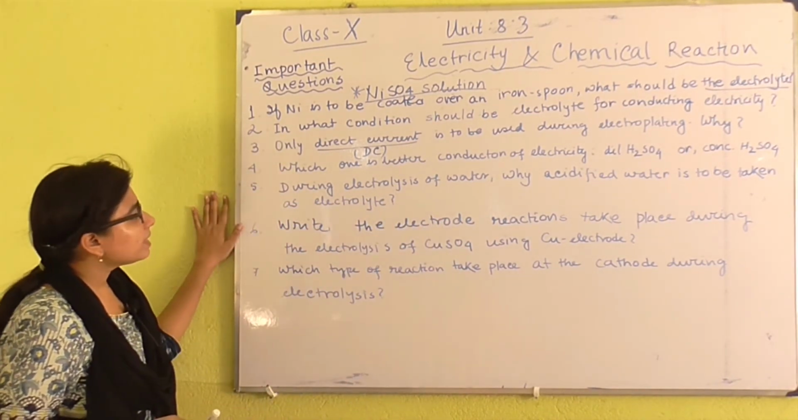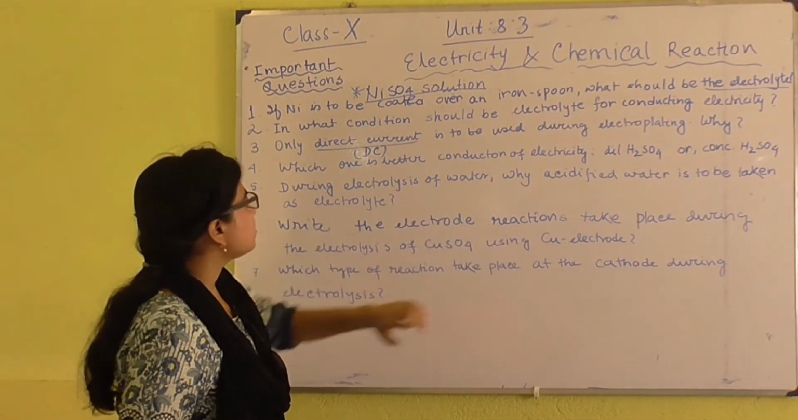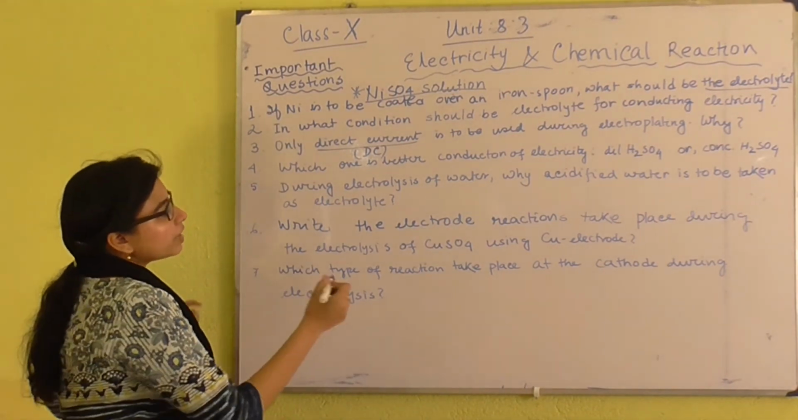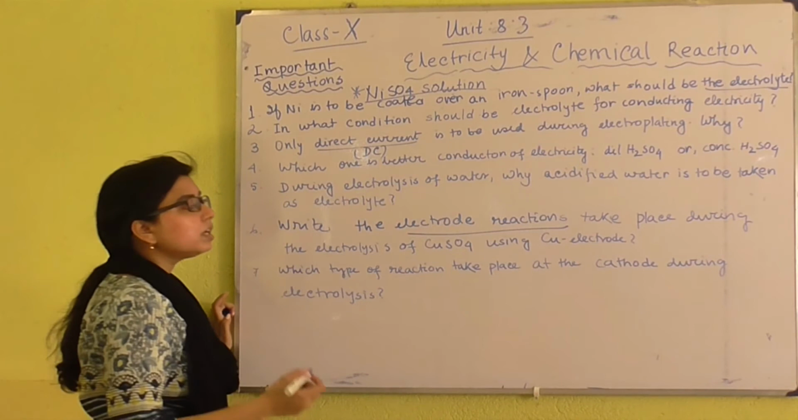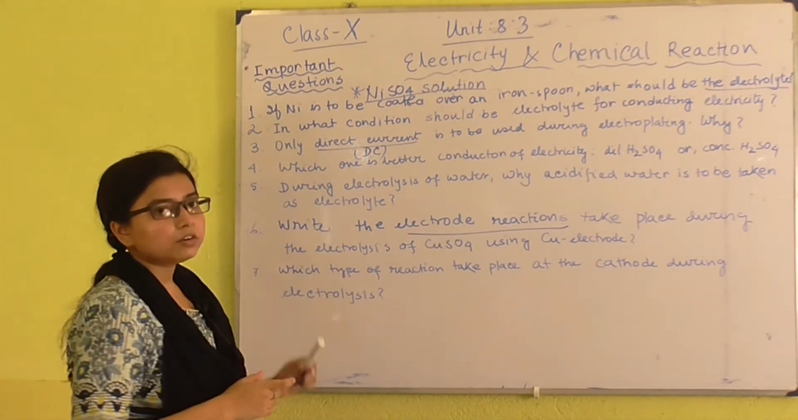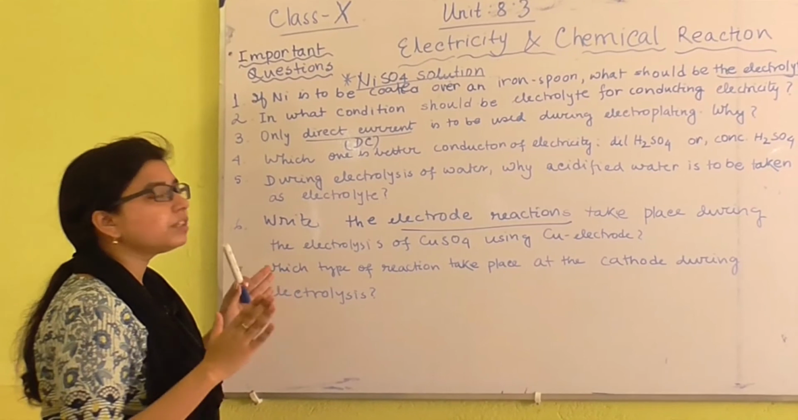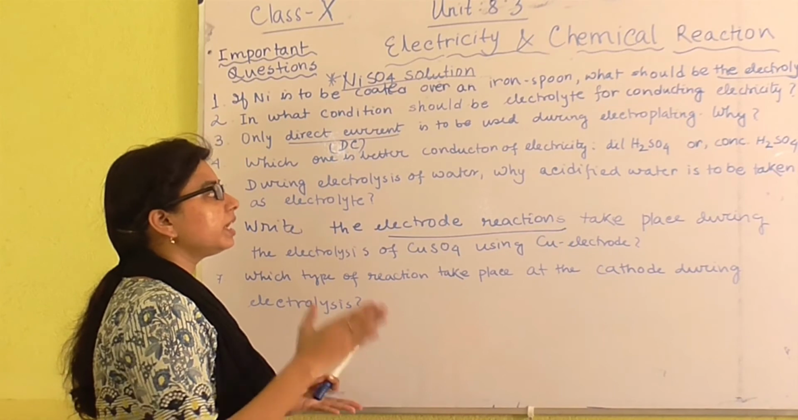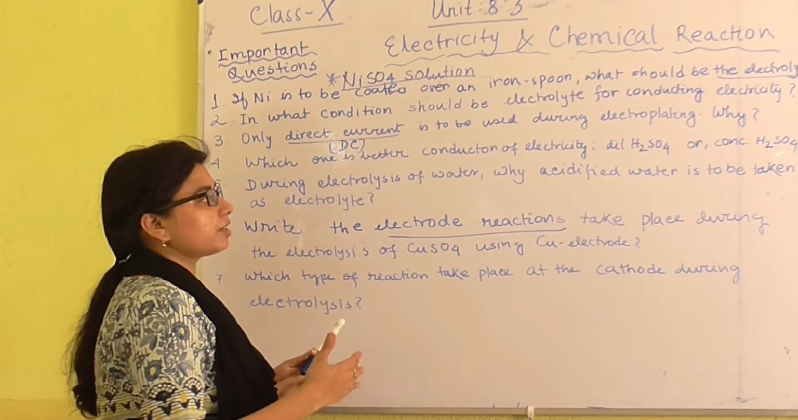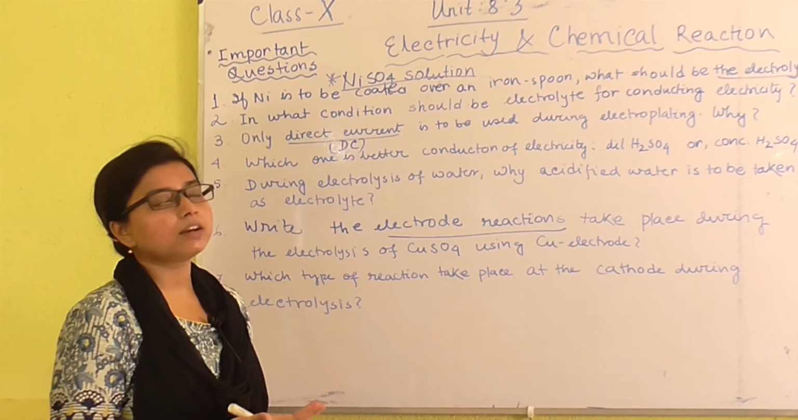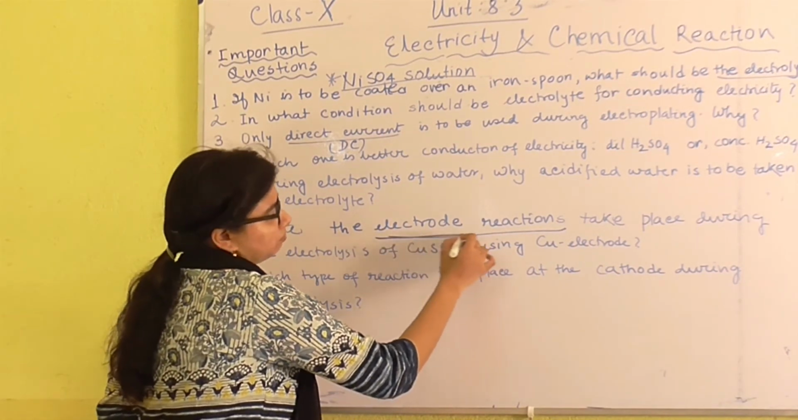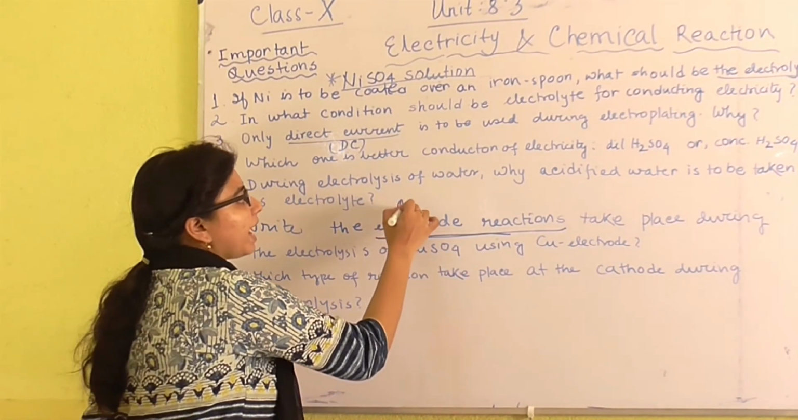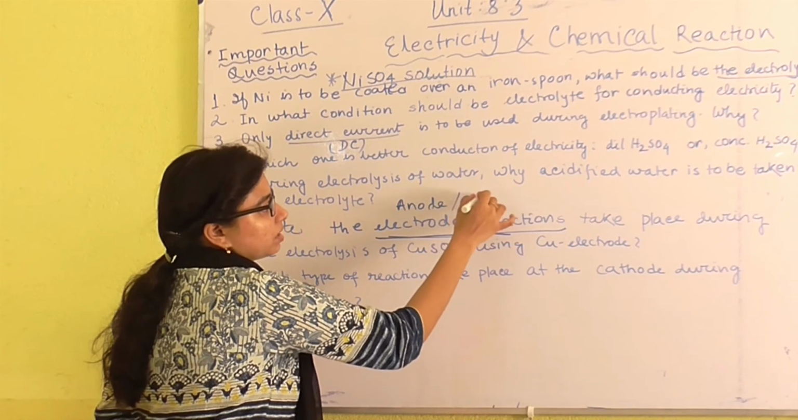And next thing is, write the electrode reactions taking place during the electrolysis of copper sulfate using copper electrode. Electrode reactions means we have to mention the cathode reaction, the anode reaction and the overall reaction. If there are these 3 types of reactions in your book, then you have to write all 3 reactions, that is overall reaction, cathode reaction, anode reaction. Generally, if the question is write the electrode reaction, then we have to mention the anode reaction and the cathode reaction.